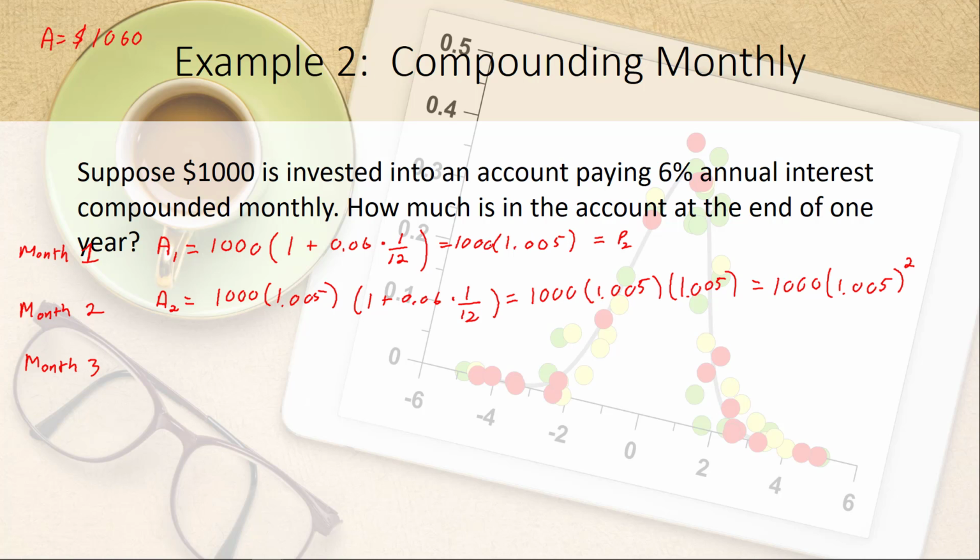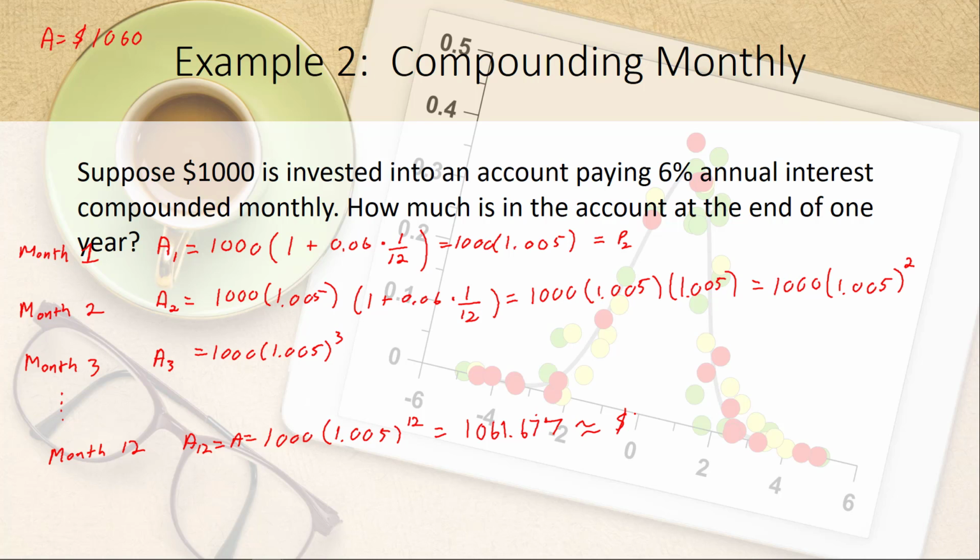We have 1,000 times 1.005 for month 1. For this one, it is squared. It's not too much of a stretch to guess that for A3, we are going to have 1,000 times 1.005 cubed. And then finally, for the end of 1 year, month 12, we will have that A12, which is actually our future value, is going to be equal to 1,000 times 1.005 raised to the 12th power. And that will give us $1,061.67, which will round to $1,061.68.